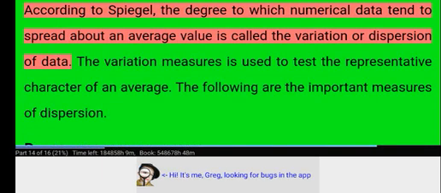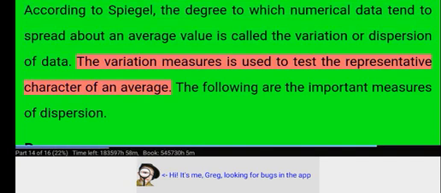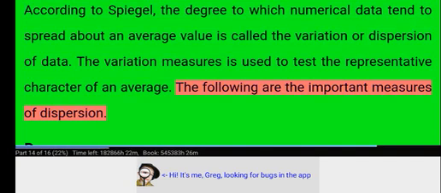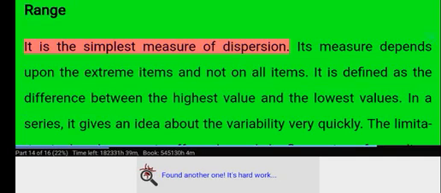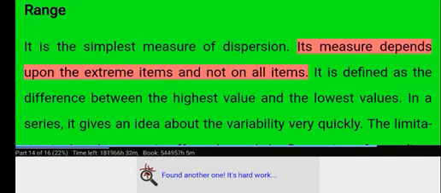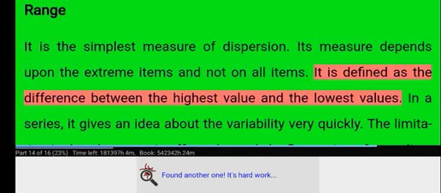According to Spiegel, the degree to which numerical data tend to spread about an average value is called the variation or dispersion of data. The variation measure is used to test the representative character of an average. The following are the important measures of dispersion. Range. It is the simplest measure of dispersion. Its measure depends upon the extreme items and not on all items. It is defined as the difference between the highest value and the lowest value.